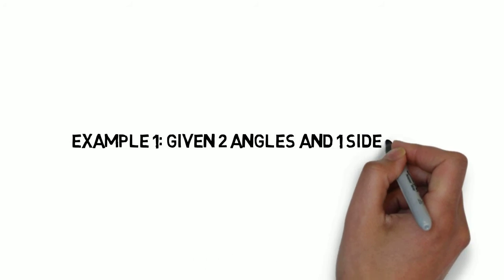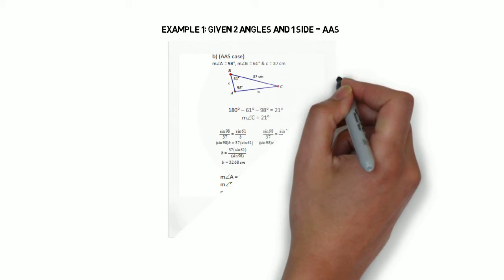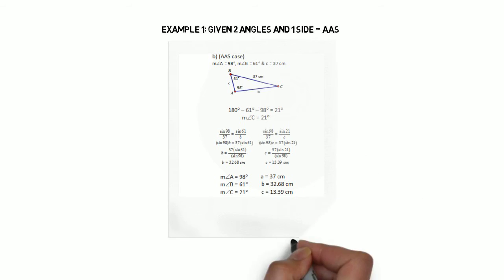So for example 1, you're given two angles and one side, and this is known as the angle-angle-side problem. For this problem, we know that the measure of angle A is 98 degrees, the measure of angle B is 61 degrees, and side C is equal to 37 centimeters. First we want to find the measure of angle C. We do that by subtracting 61 and 98 from 180, and we get that the measure of angle C is 21 degrees.